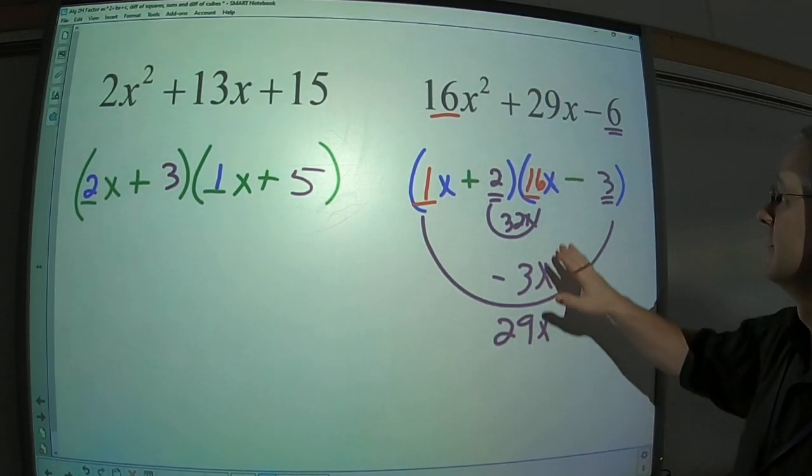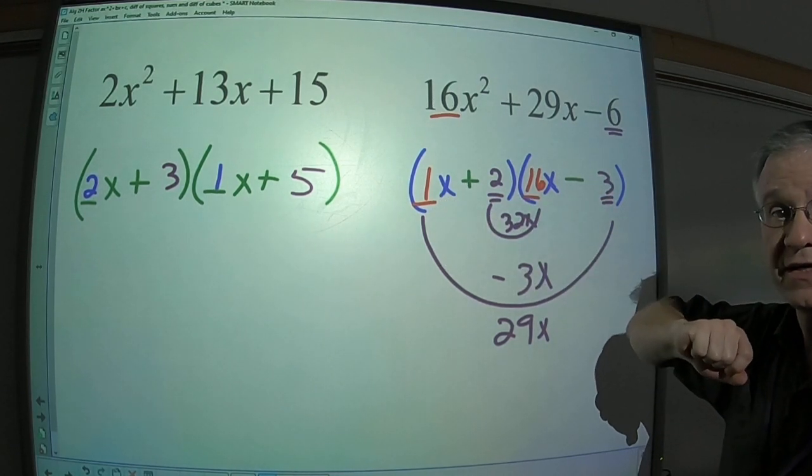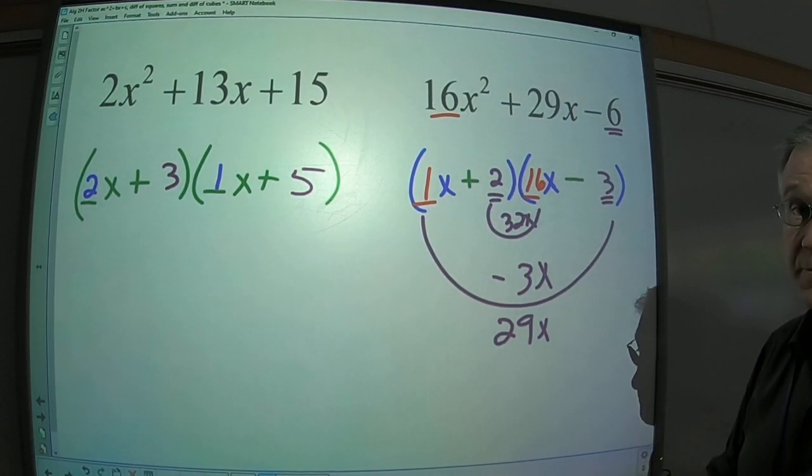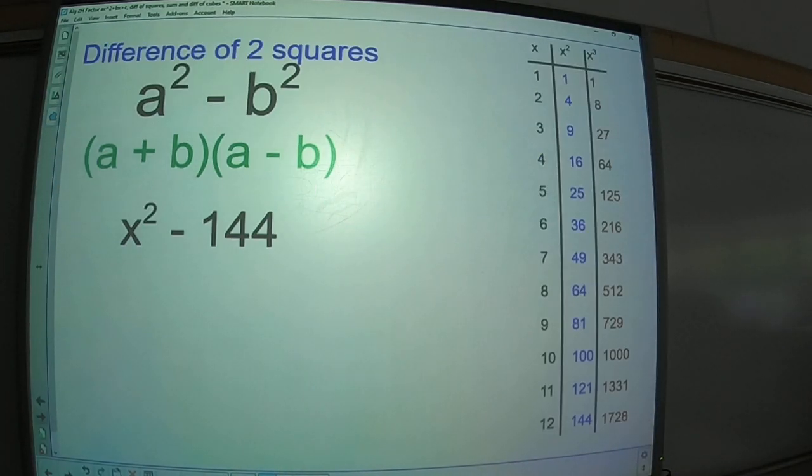And there it is. It's 16x minus 3 and 1x plus 2. Those are my two binomials. Okay. Hopefully you got those right.